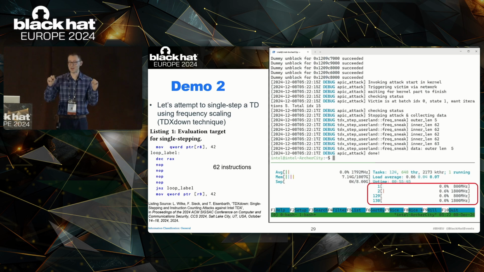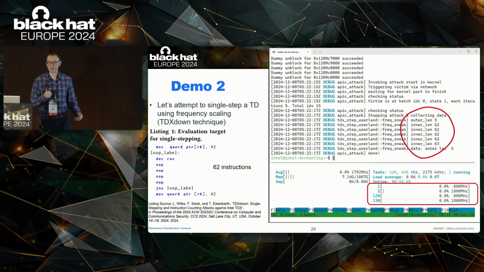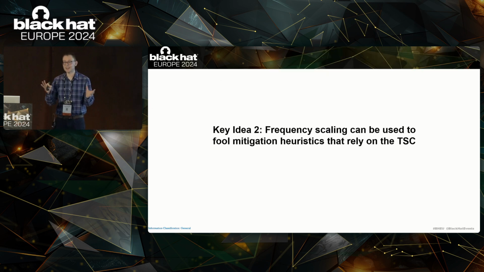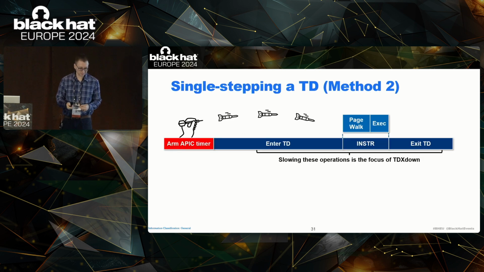And so that's going to affect the effectiveness of the mitigation. And so now you see when the attacker runs the exact same attack program, the attacker reliably counts the exact number of instructions, 62, 62, 62, and then once with 63. So it's not 100% accurate, but it's pretty good. It's like 98, 99% accurate. So the second key idea from this presentation is that frequency scaling can be used to fool mitigation heuristics that rely on the processor's timestamp counter.